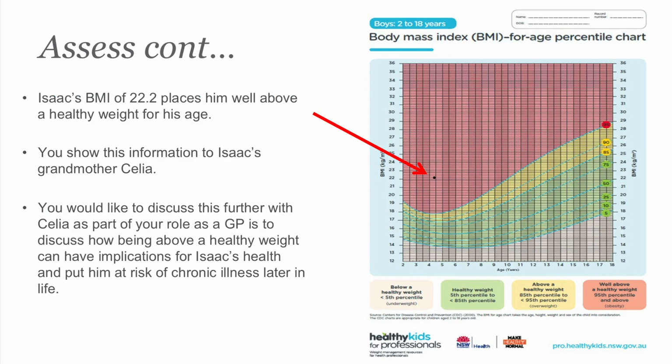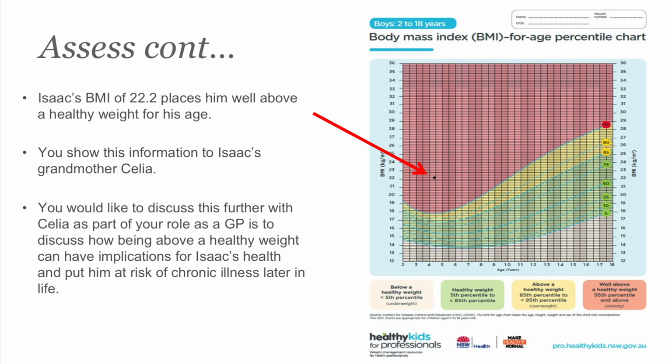As we continue our assessment, as you can see on the chart, we've plotted Isaac's BMI of 22.2, and it places him well above a healthy weight for his age, as you can see with the arrow there in red. So we think we better discuss this further with Celia, as it's part of our role as GPs to discuss how being above a healthy weight will have implications for the child's health later in life. And we want to help families and carers understand this.